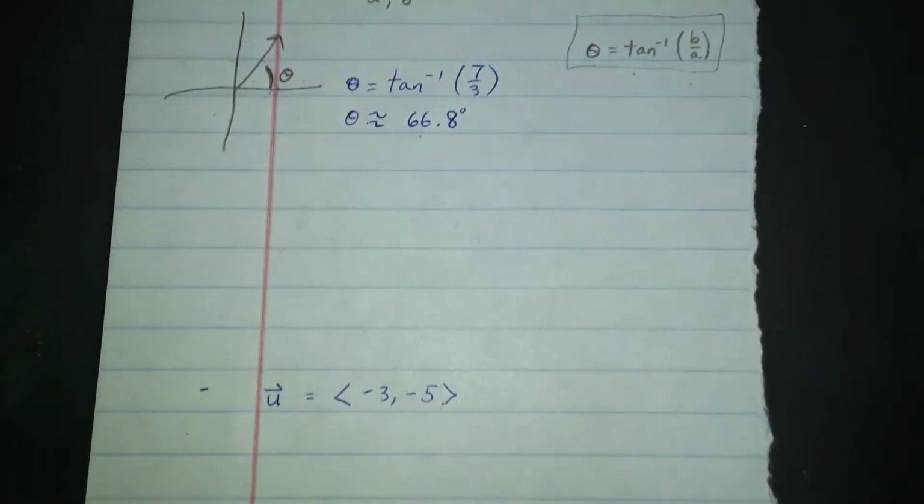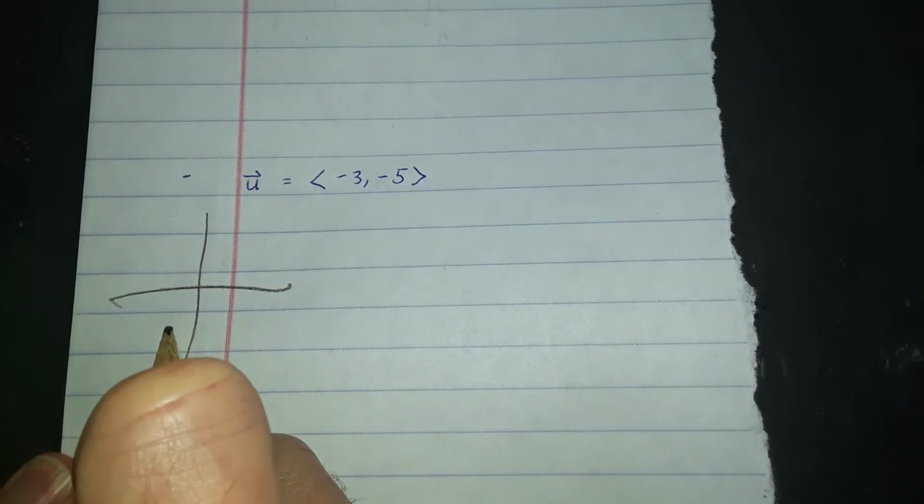Let's take a look at another vector u down here. First of all, again, I'm going to draw a quick sketch so I know where this vector lives. So we're going to go -3, -5, and so my vector is down here in the third quadrant. And so we are looking at this rotation. We start at the x-axis, rotate counterclockwise, and we stop here. So this is going to be a big angle.